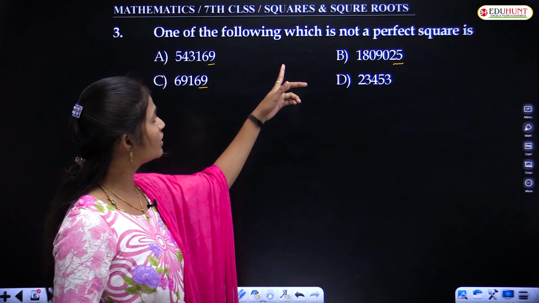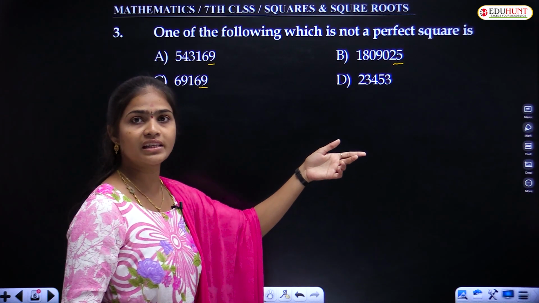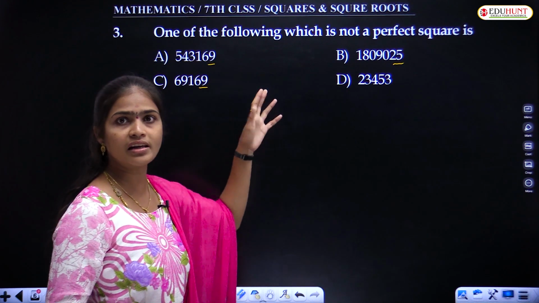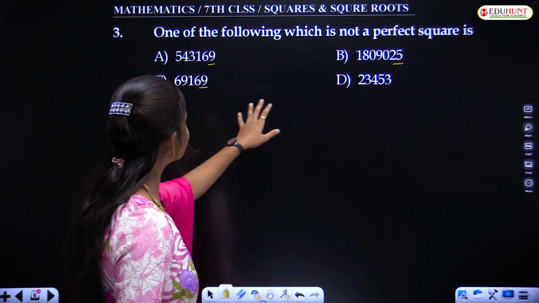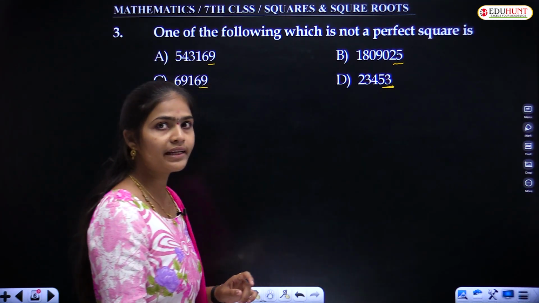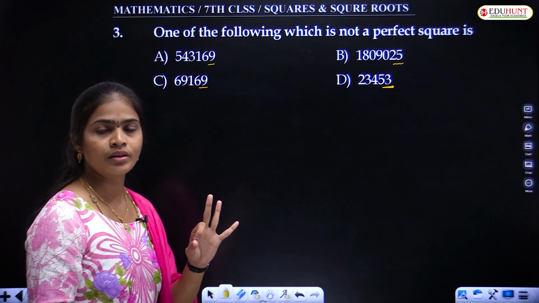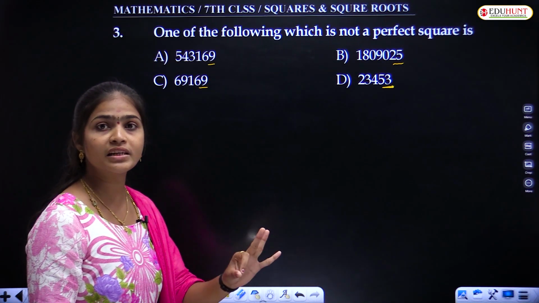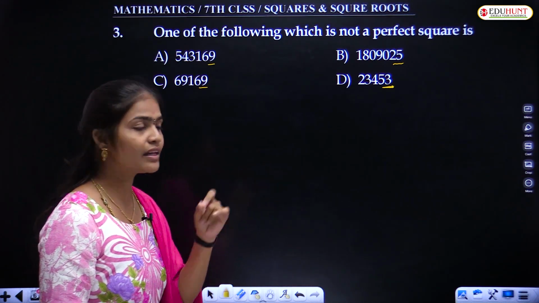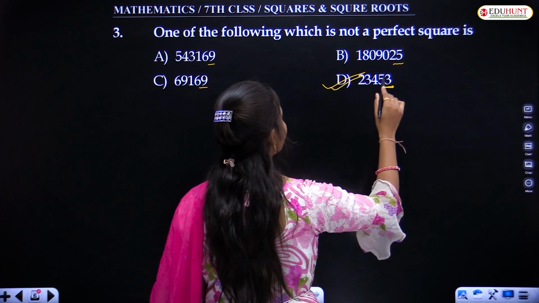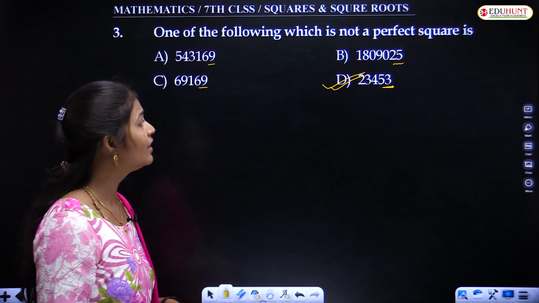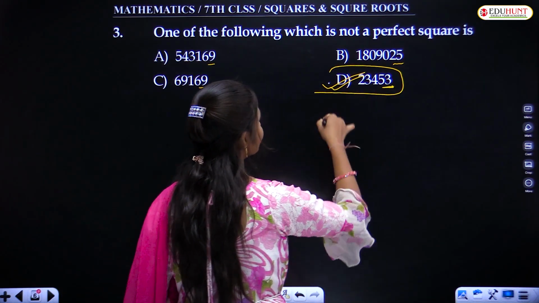But what is the question here? They are asking which is not a perfect square, which means the remaining are all squares, no? So the remaining three are perfect squares. Which is not a perfect square? Here option D, that number ends with 3. What I said is that a perfect square never ends with 2, 3, 7, 8. In that group 3 is also there, no? That's why this is not a perfect square. So which option is correct here? That is option D.